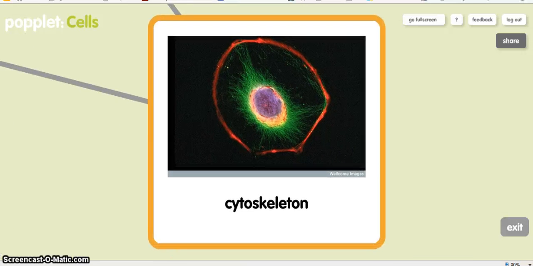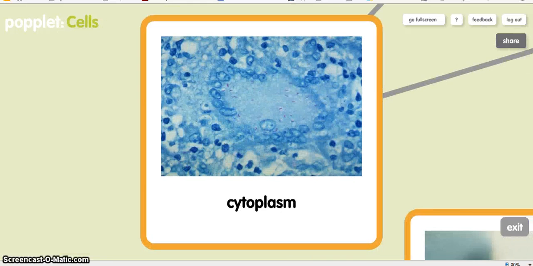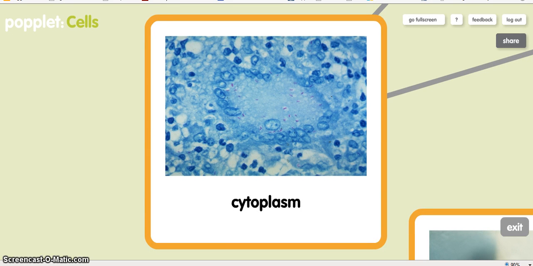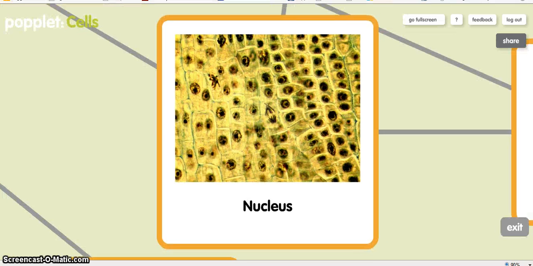The cell's cytoskeleton, made of microfilaments and microtubules, gives the cell its shape and plays a role in intercellular transport and organizes cell division. Cytoplasm is the jelly-like material inside the cell in which the organelles float around, with the exception of the nucleus.